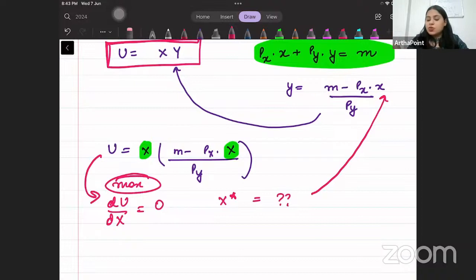Okay, so we'll stop here. And in the next class, I will begin with properties of your indirect utility function. So we'll start by understanding what is homogeneity, how do you check that, etc. Yes, all 3 methods will give the same answer because they're doing the same thing. They're maximizing utility.